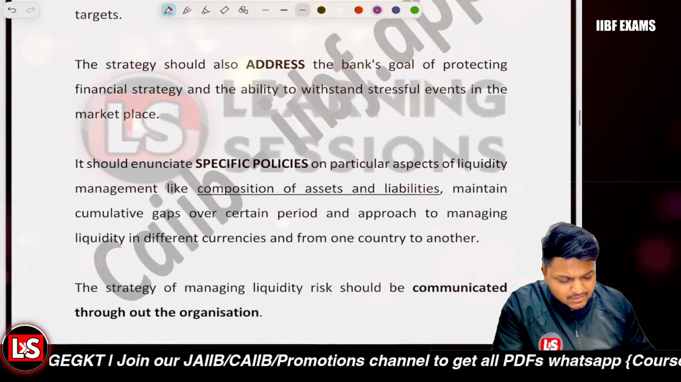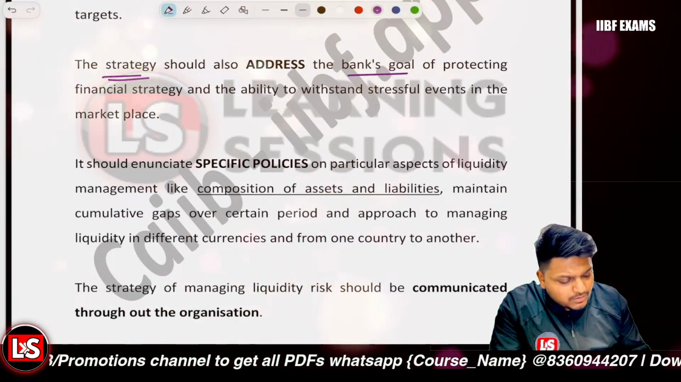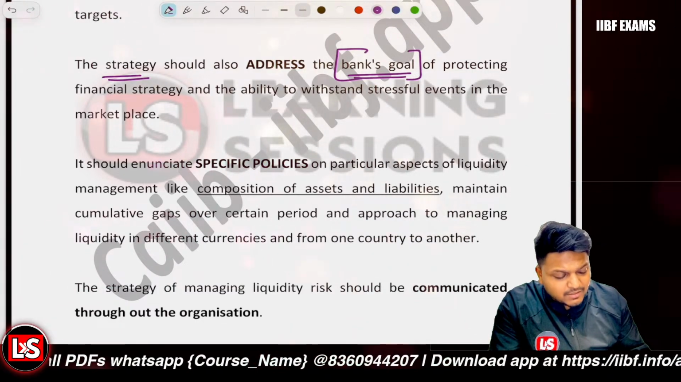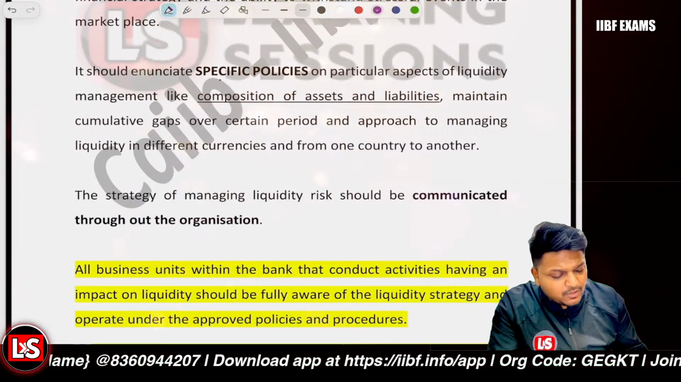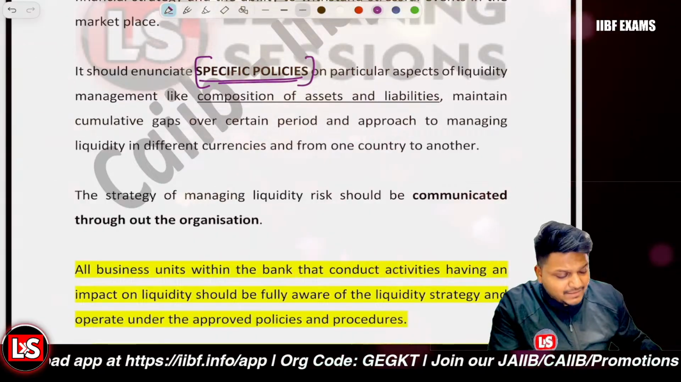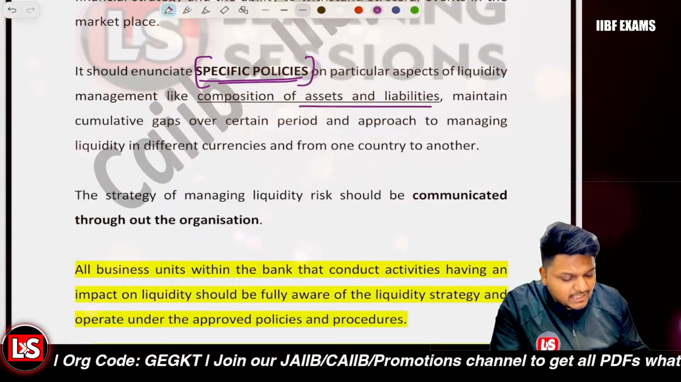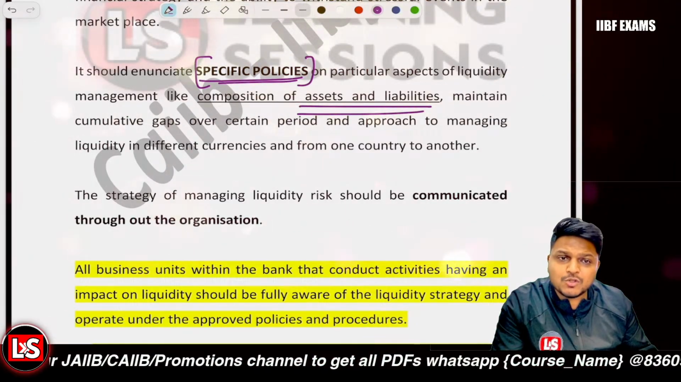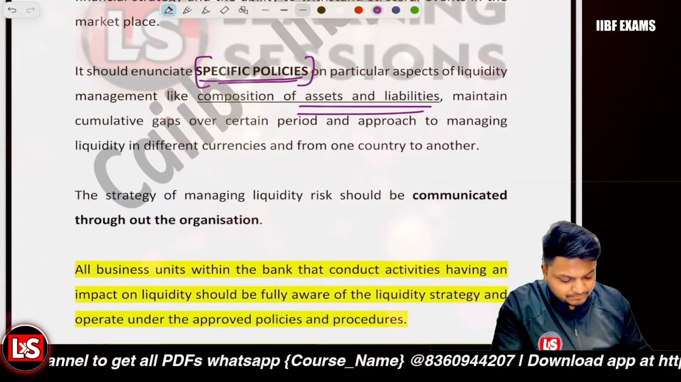That's the case. So this strategy should be addressing the bank's goal. As I told you, it should be an integral part of the overall business strategy, right? And further, it should indicate specific policies: the qualitative measures must be taken care of, the practices should be taken care of, and it should cover all the assets and liabilities. Means the scope should cover the assets, the liabilities, as well as the funding mix, right?